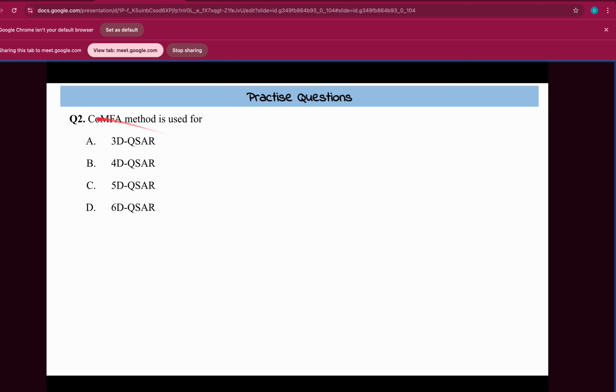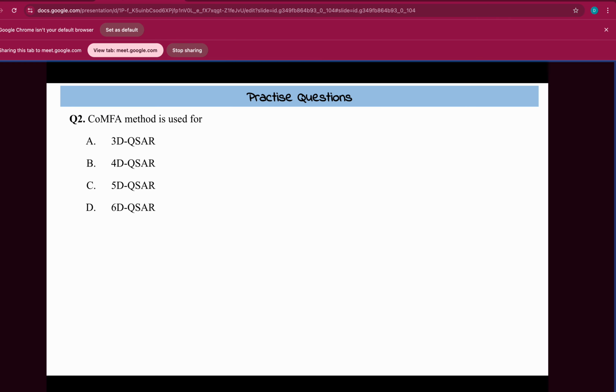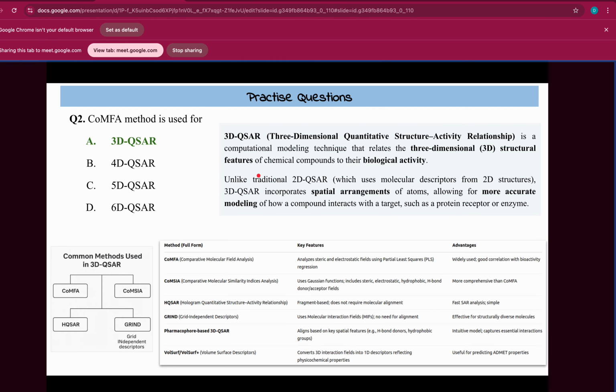Now the next question is, CoMFA method is used for option A 3D QSAR, option B 4D QSAR, option C 5D QSAR, and option D is 6D QSAR. Okay, let's see. So the right answer is option A, which is 3D QSAR.